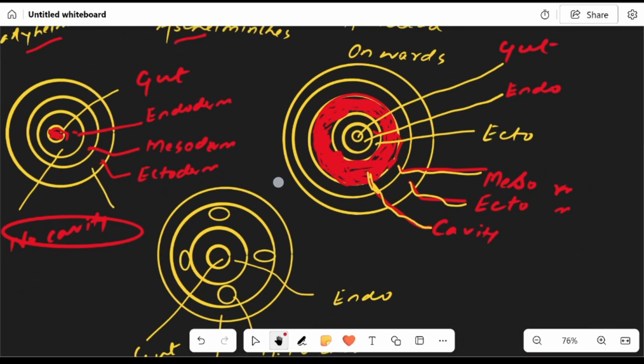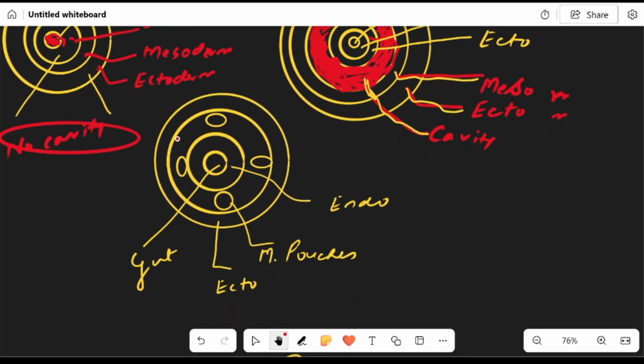Now pseudocoelomate. Here we have the gut. Surrounding the gut we have the endoderm, and then the mesoderm. And here there are certain pouch-like structures which are known as mesodermal pouches. And this is the outer layer, ectoderm.